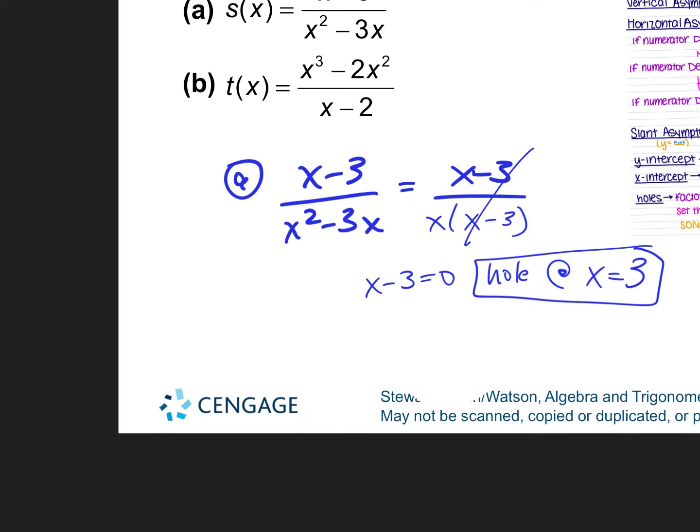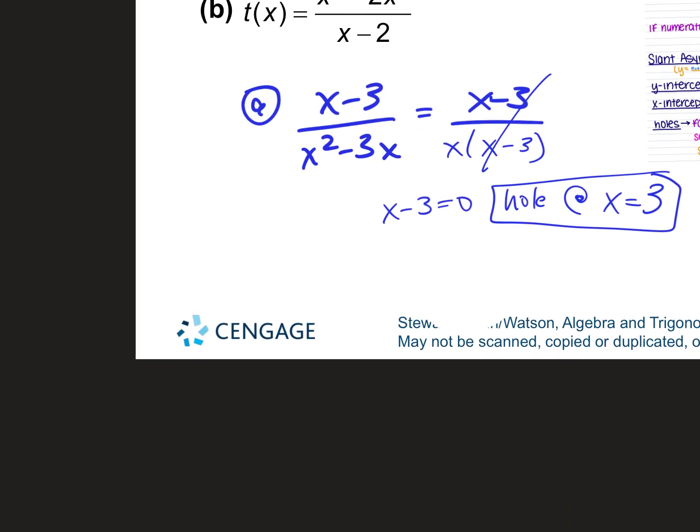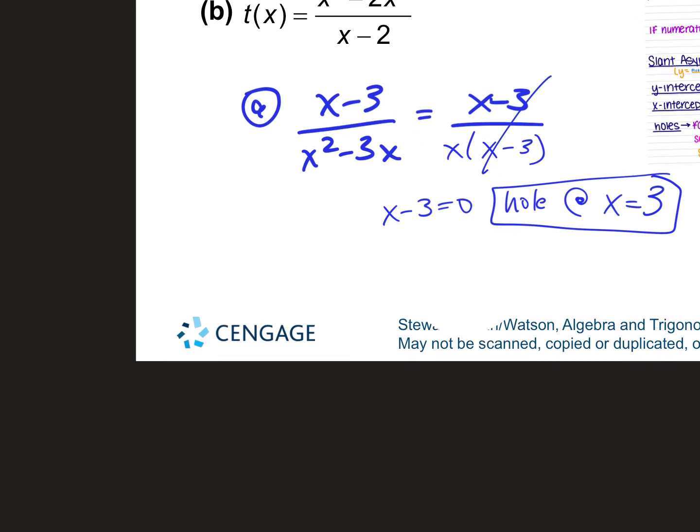Yep. What about B? Let's do B. I have a question. So the x that you took out, you don't put it like... No, you don't have to do anything with it, because all you're doing is just finding holes here. So it's the one that you cross out. It's the one that you cross out.